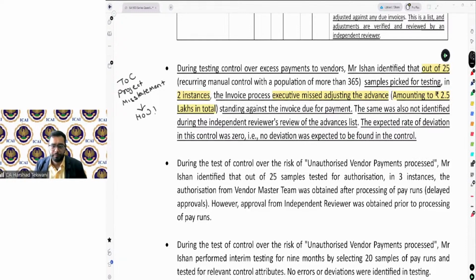Come on, guys. Projection of misstatement for the misstatement identified during test of control. How will you do that? Okay, good, Janvi. How will I project misstatement for the misstatements which are identified in the test of control?